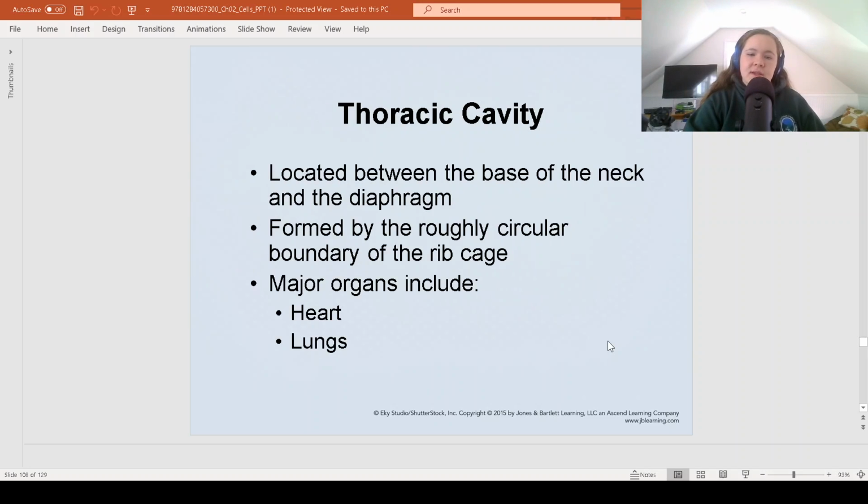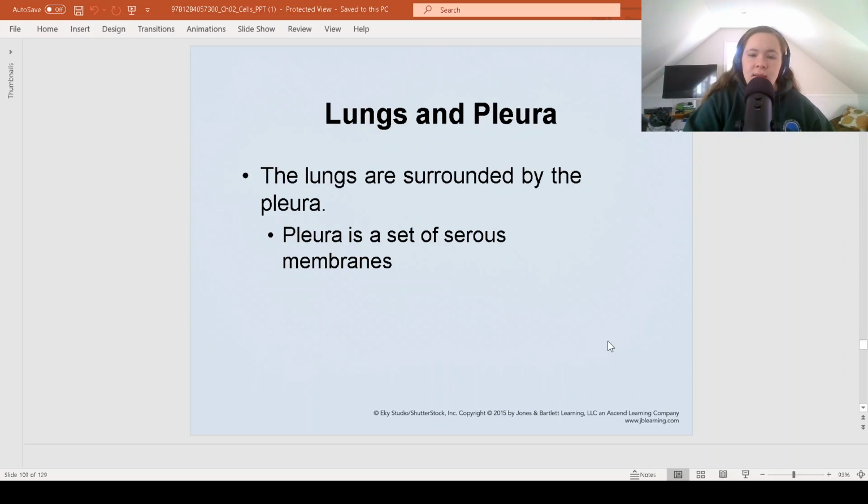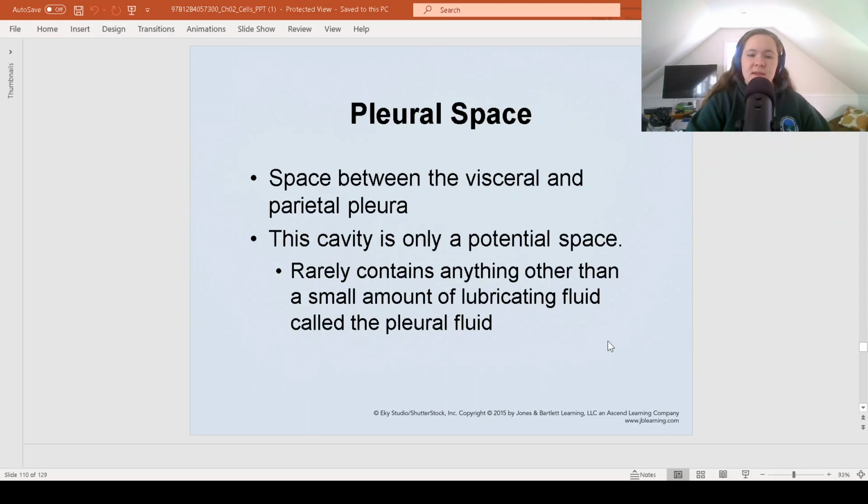The thoracic cavity is located between the base of the neck and the diaphragm. This forms a roughly circular boundary of the rib cage. Major organs include the heart and lungs. Lungs are surrounded by the pleura. Pleura is a set of serous membranes. Pleural space is the space between the visceral and the parietal pleura. This cavity is only a potential space and rarely contains anything other than a small amount of lubricating fluid called the pleural fluid.